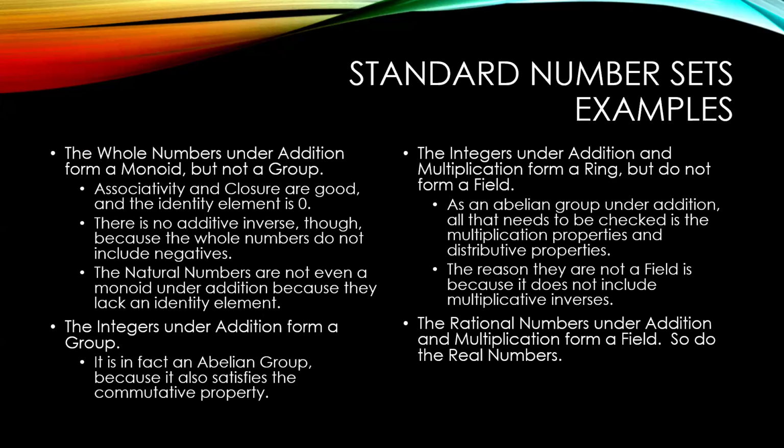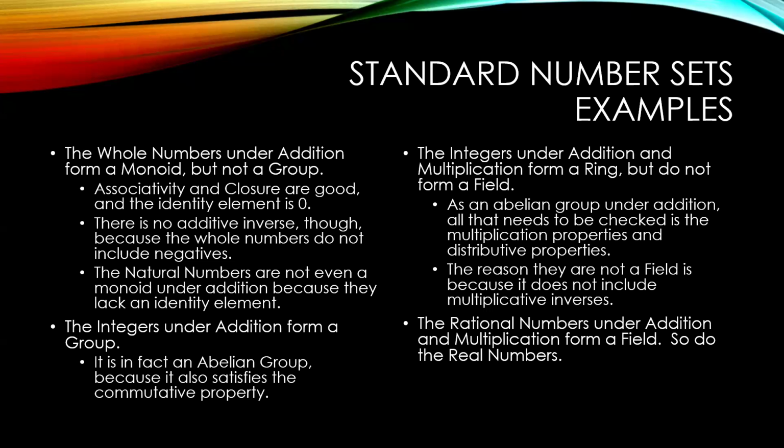And so let's explore all of our number sets through this new language. And so the whole numbers under addition form a monoid, but they do not form a group. And so the whole numbers, remember, it starts at zero and goes on to infinity, just using counting numbers. So associativity and closure, no problem. And there's an identity element that has zero. And so there is no additive inverse, though, because the whole numbers do not include negatives.